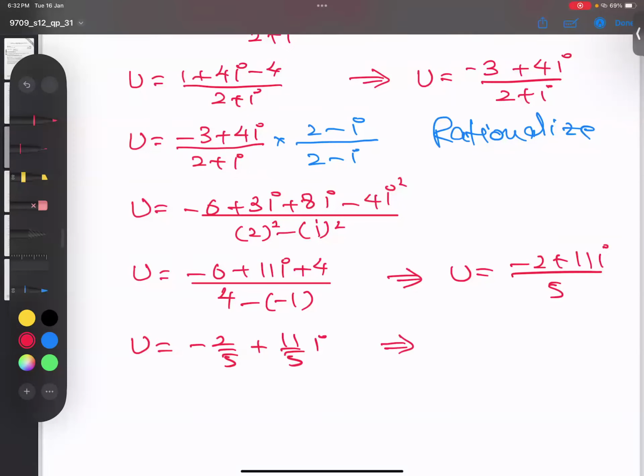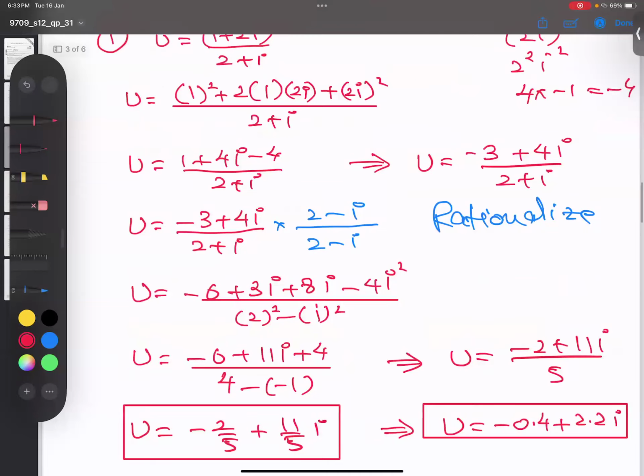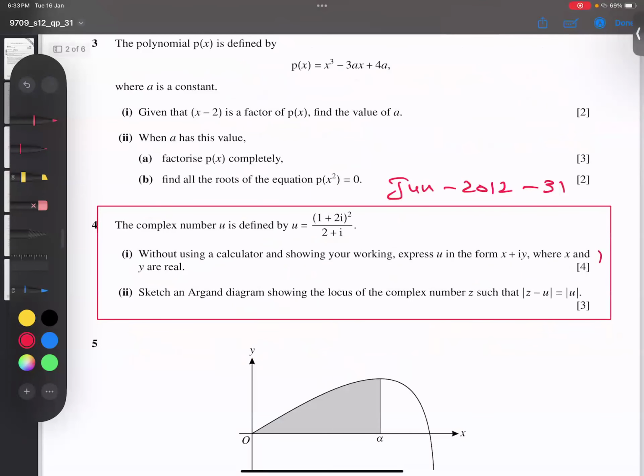You can write in another format even, because if you type in the calculator, this is giving us negative 0.4 and 11 by 5, I think this will give us 2.2. So this is not compulsory, but when I do the Argand diagram sketching, this value will help us. Both are accurate, but this is a better way of representing. Anyway, first part done, and we got 4 marks for this.